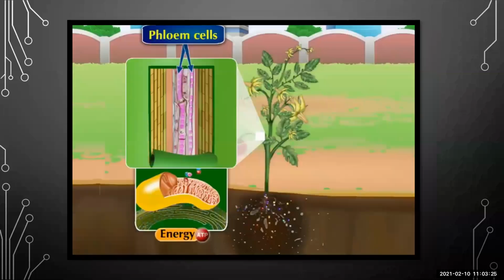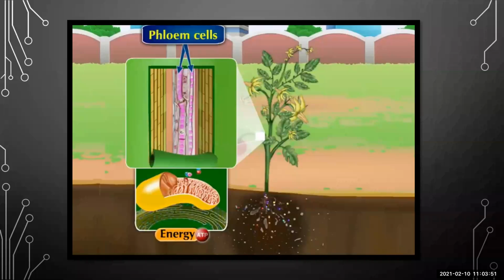Translocation is not an easy process. It requires energy to conduct the food, to carry the food from one part to each and every cell of the plant body. So it requires what? Energy. And from where has this energy been acquired? This energy is obtained from the ATP molecule, adenosine triphosphate.